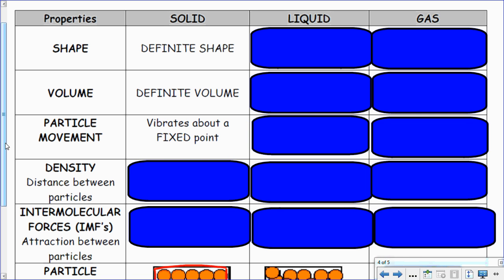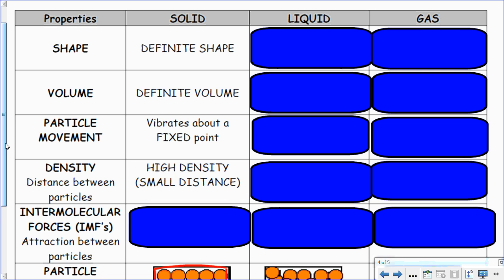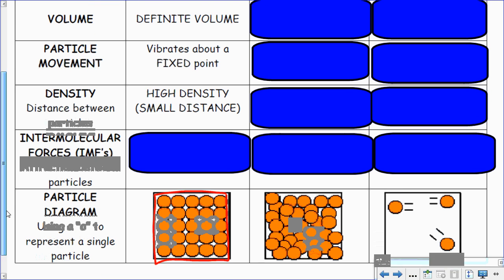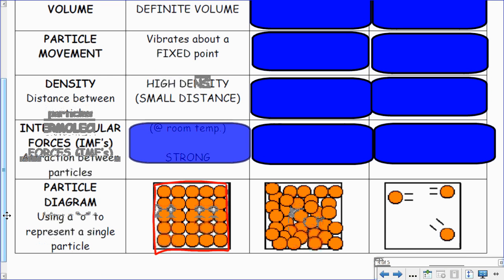One atom in a solid is going to hang out in a fixed position to its neighboring atom. Do they have movement? Yes, but the movement is technically vibration. Okay, they have a very high density because they're all packed in nice and tight together, and because they're so close, they can have a very strong intermolecular force.